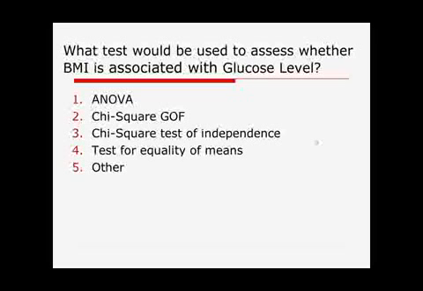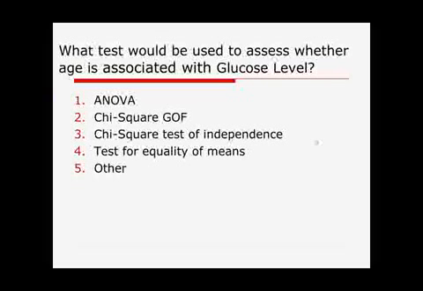How about BMI and glucose level? Again, think of the way we put BMI into the mix for this. Okay? So this will be ANOVA. Good, because BMI is categories and glucose level is continuous. It's not chi-square because the glucose is continuous. So once you have one continuous, you have to look at means somewhere. Either equality of means if it's exactly two groups, or ANOVA if it's more. Age and glucose level.